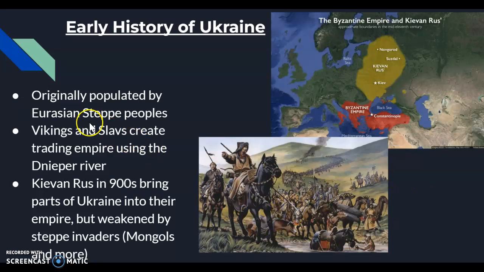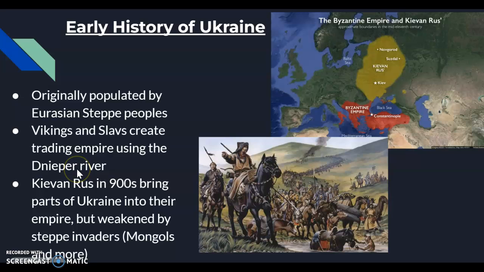However, the area of modern-day Ukraine was originally populated by Eurasian steppe peoples. There's been a lot of migration from the Eurasian steppes. That's like the Turkish people, the Huns, the Mongols, all kind of from the Eurasian steppe, kind of Central Asia, roughly the flat areas of Central Asia.